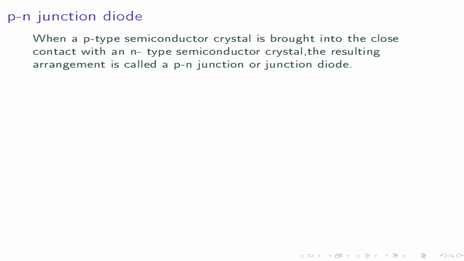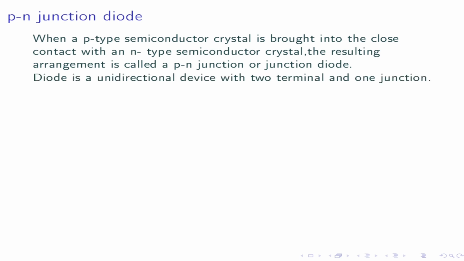PN junction diode. When a p-type semiconductor crystal and an n-type semiconductor crystal are brought into close contact, the resulting arrangement is known as a PN junction or a junction diode. A diode is a unidirectional device with two terminals and one junction. This is the symbolic representation of a PN junction diode with a positive anode and negative cathode.